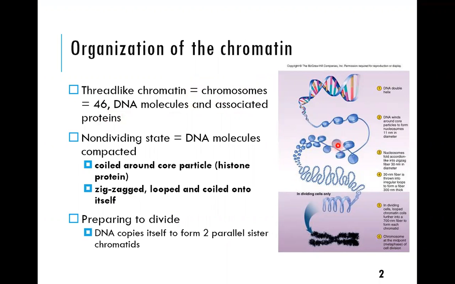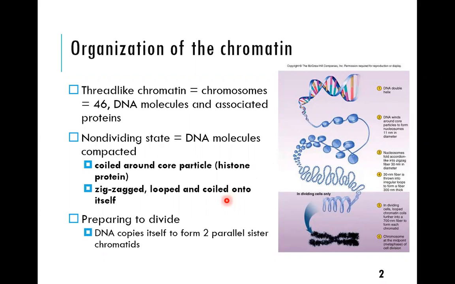This DNA strand is associated with a protein called histone. DNA is coiled around a core particle of histone protein, zigzag loops and coiled on itself. DNA copies itself to form two parallel sister chromatids. This is a chromosome, and this is the strand of DNA coiled with a particle called histone. Histone is a protein found in the nucleus.